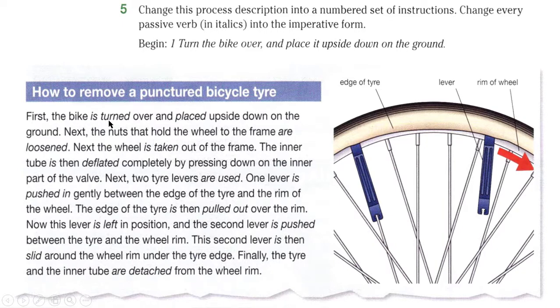First, the bike is turned. This verb is in the passive. We want to change this verb into the imperative. So what will we do? We will remove is or are and we will begin with the basic form of the verb, turn. Step number 1 will be: turn the bike over and place it upside down on the ground. This is step number 1.